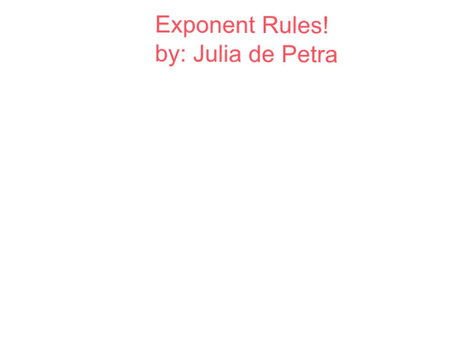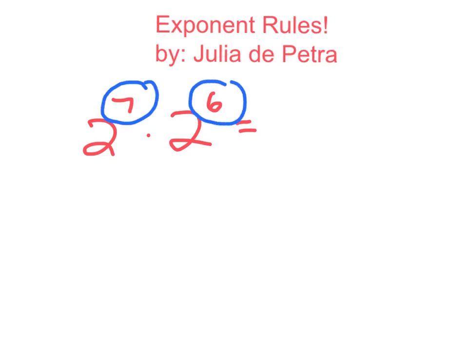So we're going to start with a pretty basic problem and it will get harder as we go. But the first one is to simplify and express as a power of 2: 2 to the 7th times 2 to the 6th. So for this, we need to see what we're going to do with this. Are we going to multiply or are we going to add them? In this situation, we are going to add them. So we're going to get 2 to the 13th power.